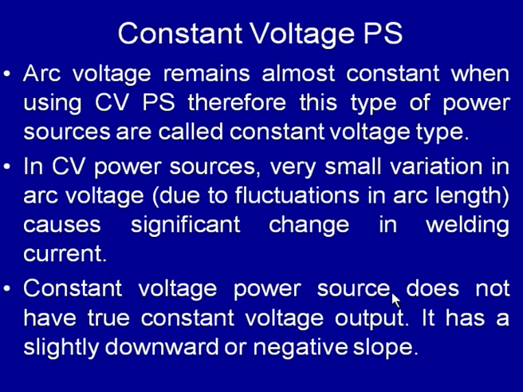The constant voltage power source does not have a true constant voltage drop, because the relationship between the voltage and the current is not a horizontal line, but has a slightly downward slope, and because of this slightly downward slope, these do not offer a true constant voltage output.